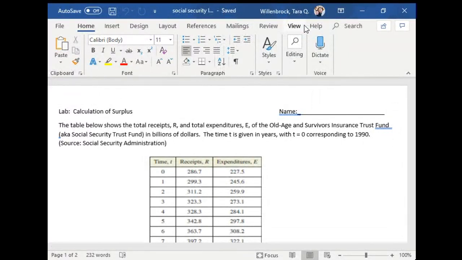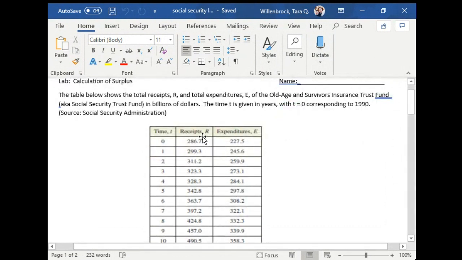This is a lab that's going to show us a third sort of calculation of area application. In this case, we're going to look at two different functions: one representing the money coming in compared to the money coming out, where the difference between those two functions is going to represent surplus. This particular data happens to be from the Old Age and Survivors Insurance Trust Fund, which is the original name for the Social Security Trust Fund.